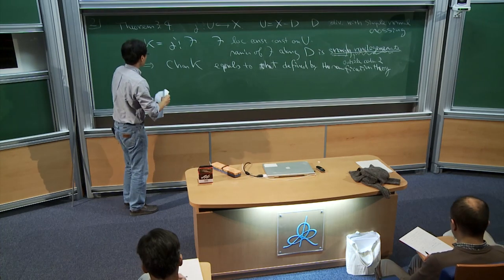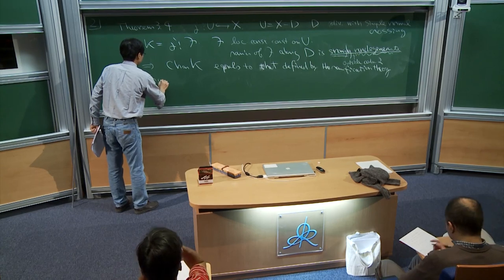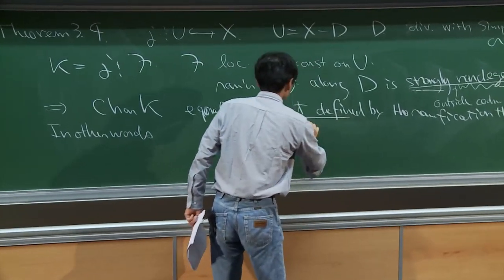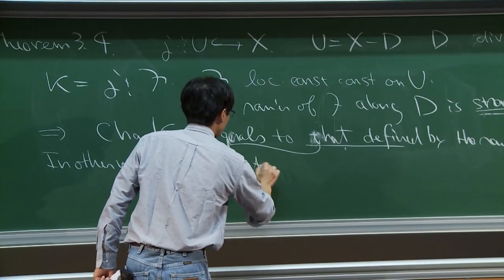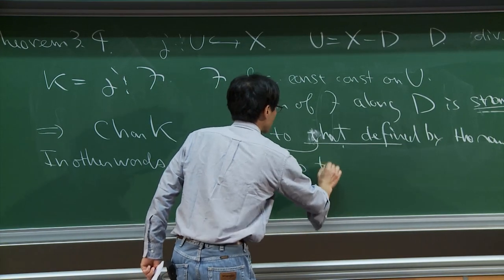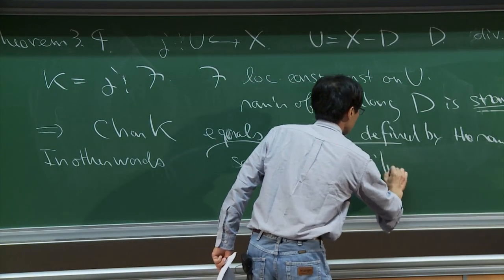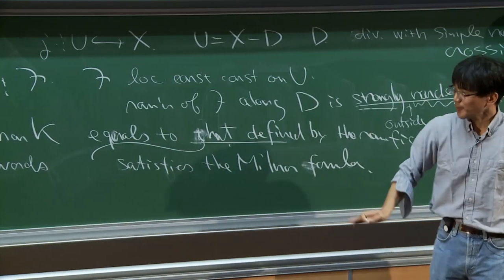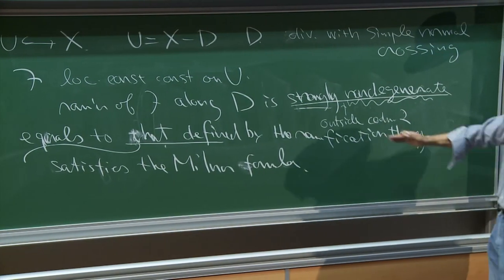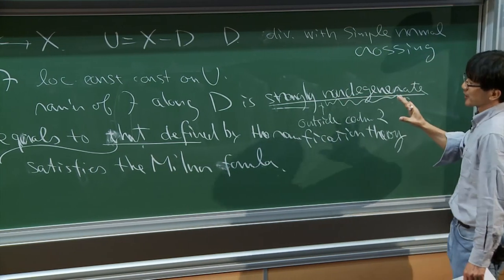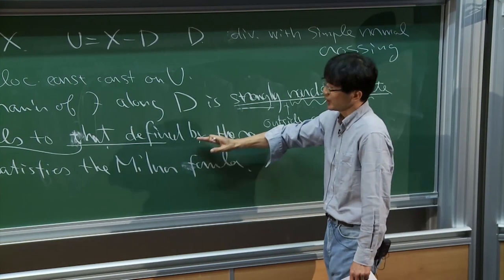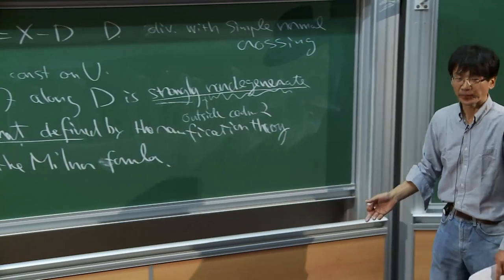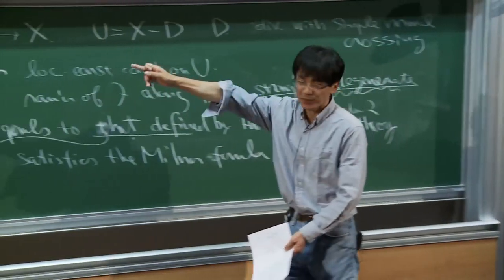So in other words, this one satisfies the Milnor formula. So if we put it this way, then there is no condition. So under this condition, we can define a characteristic cycle, and that one satisfies the Milnor formula we were studying yesterday. So in this way, there is no condition, so we don't put any star there.